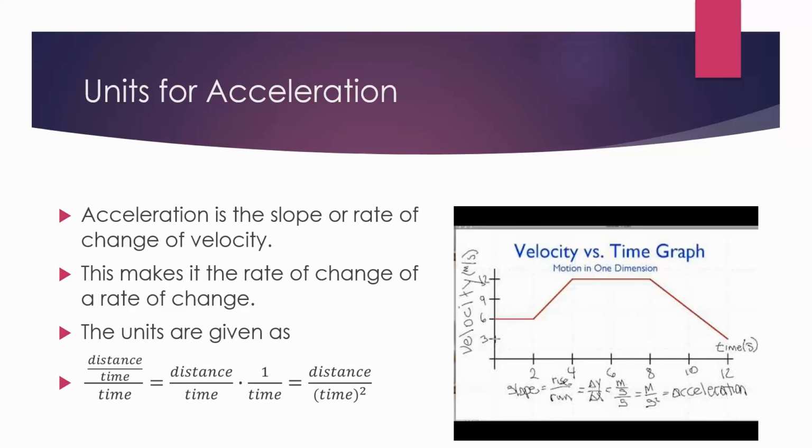Any distance over time squared is an acceleration. Kilometers per hour per second would be how fast your kilometers per hour are increasing every second. Usually meters per second and meters per second squared are the ones that you tend to see the most. Your average acceleration, therefore, is your final velocity minus your initial velocity divided by time. And this is actually the math problem that you're going to end up working with the most as far as all these things go.